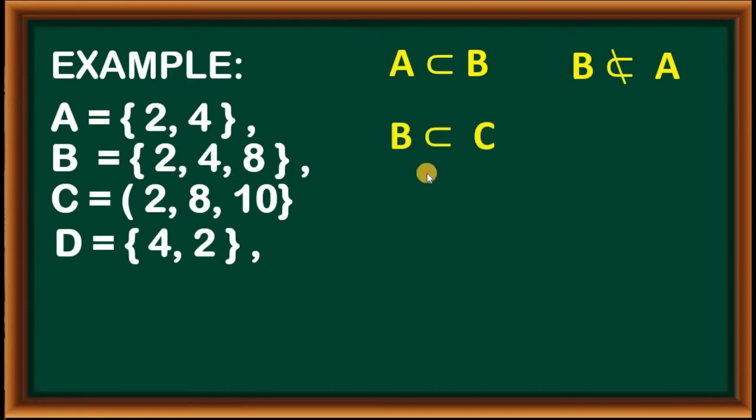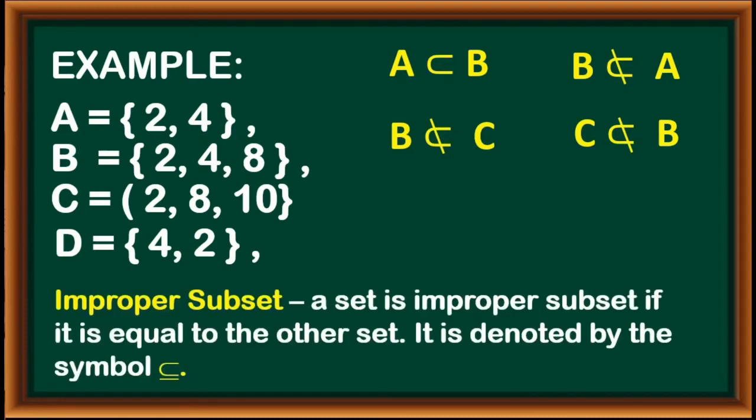Let's have this one. B is a subset of C. Are all the elements of B in here? No. As you can see, 4 is not in set C. So therefore, you're not going to use the symbol for a subset, but you're going to use the symbol for not a subset. How about this one? C is not a subset of B as well. Why? As you can see, all the elements in C cannot be found in B, so it's also not a subset.